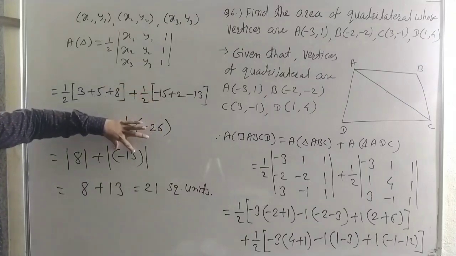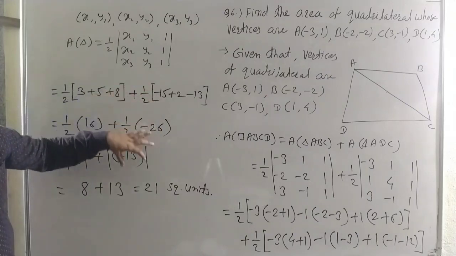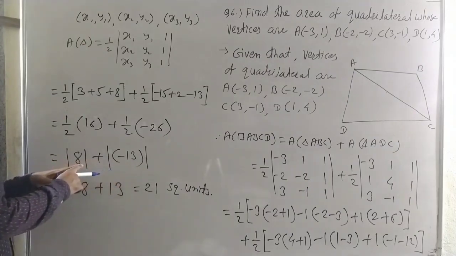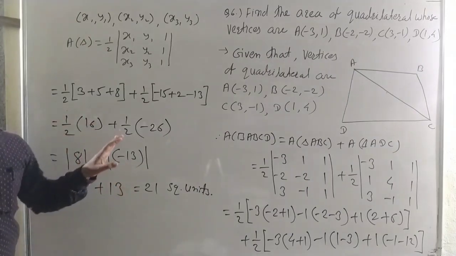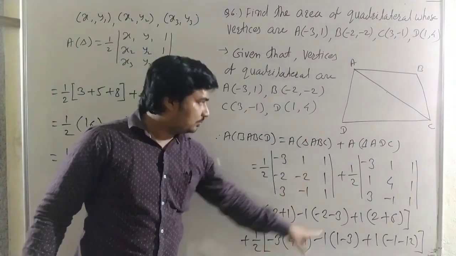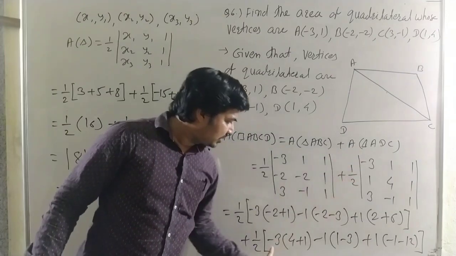This value becomes negative, but area is positive, so we can take the absolute value. But first adding and then taking the absolute value is not the correct answer, because we can separately find the area of each triangle. The area of this triangle is this term, and the area of this triangle ADC is the second term.